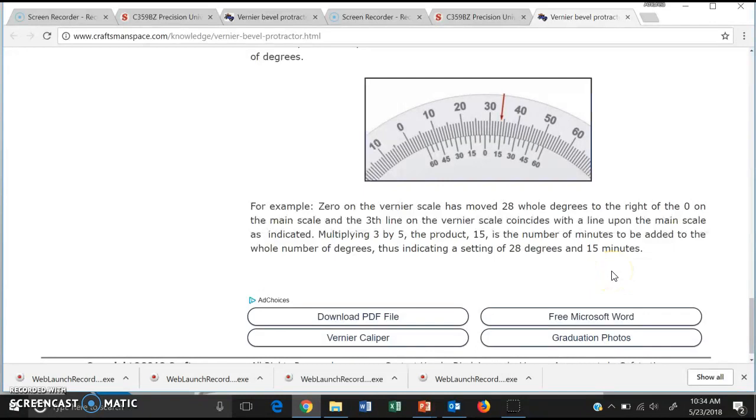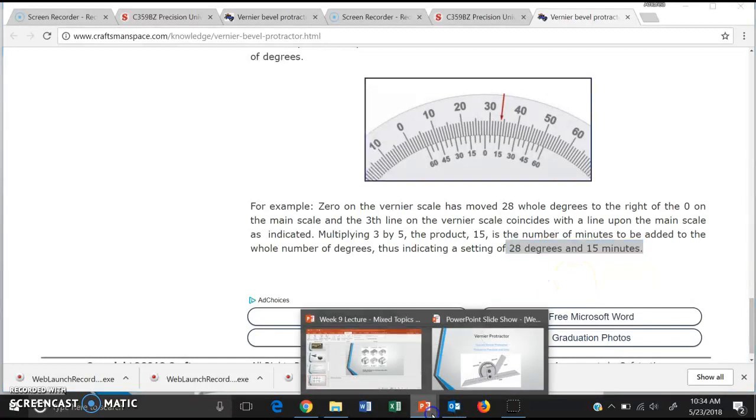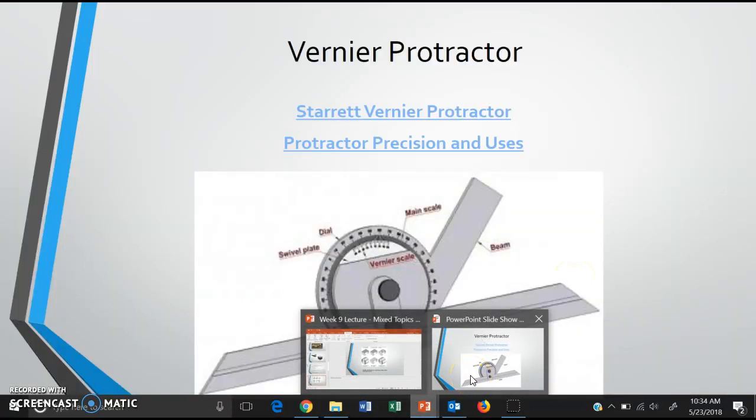If we were to convert that to decimal degrees, 15 divided by 60 is 0.25, so this would work out to being 28.25 degrees. So I hope you like that example, and I hope it's helpful in understanding the use of these tools.